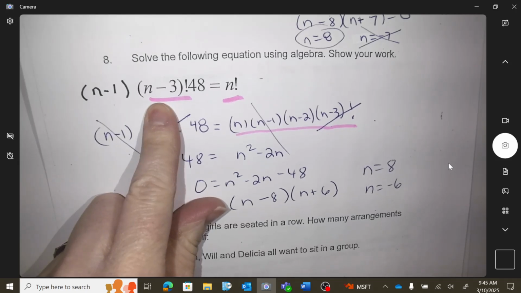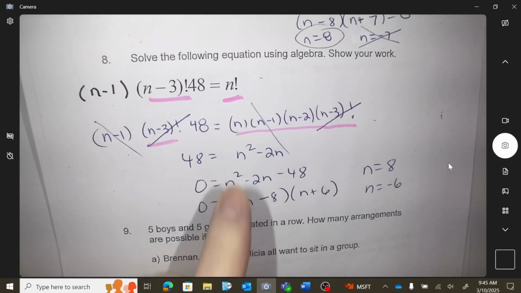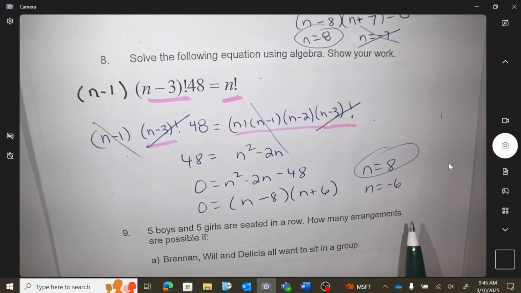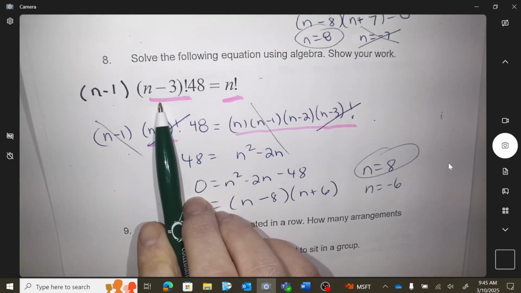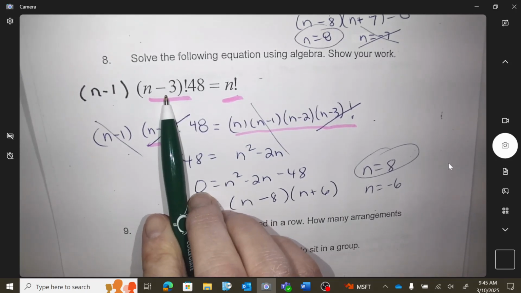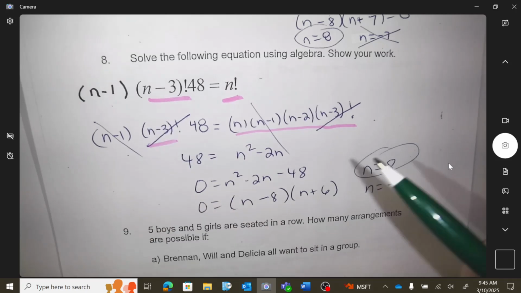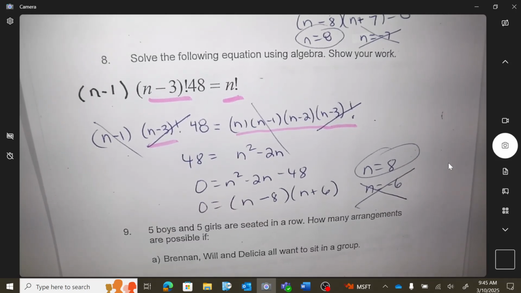8 minus 3 is 5 factorial. That's still good. -6 plugged in would make this a -9 factorial. Not good. Factorials stop at 1.